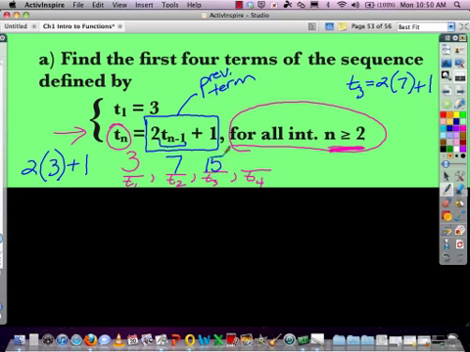One more time. To get the fourth term, we would need 2 times the previous term plus 1. 2 times the previous of the fourth is the third, so 2 times 15 plus 1 is 31. We have just come up with our first 4 terms of the sequence, using the key rule in the blue box, but replacing that t sub n minus 1, which stands for the previous term, with a different number each time.